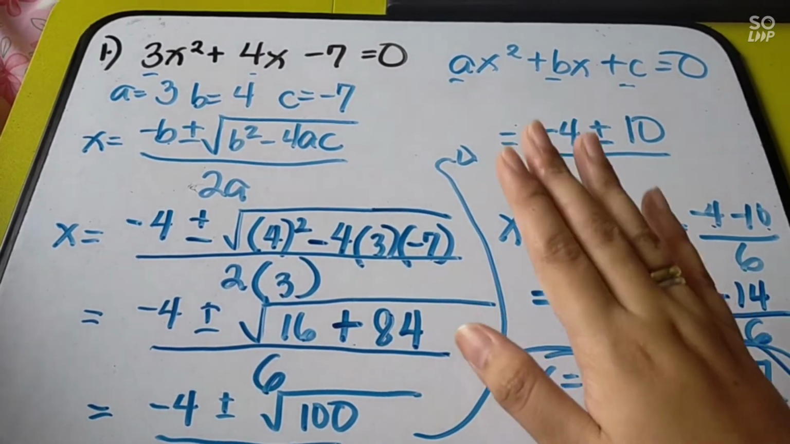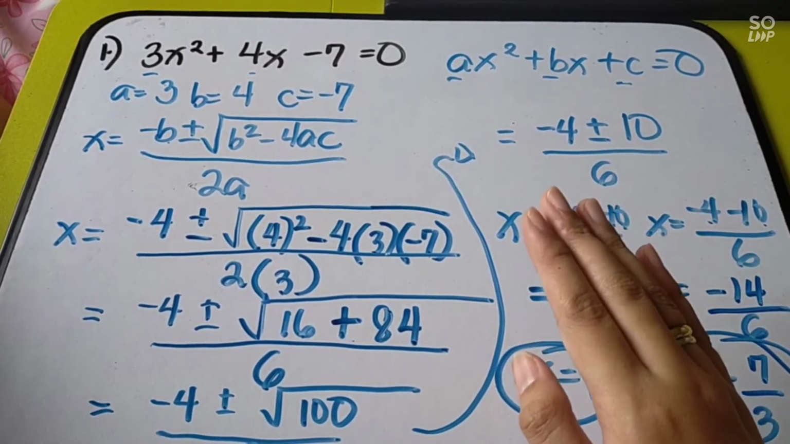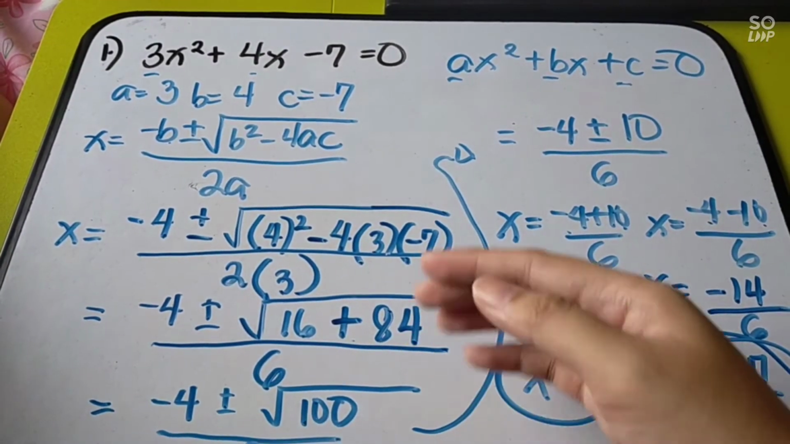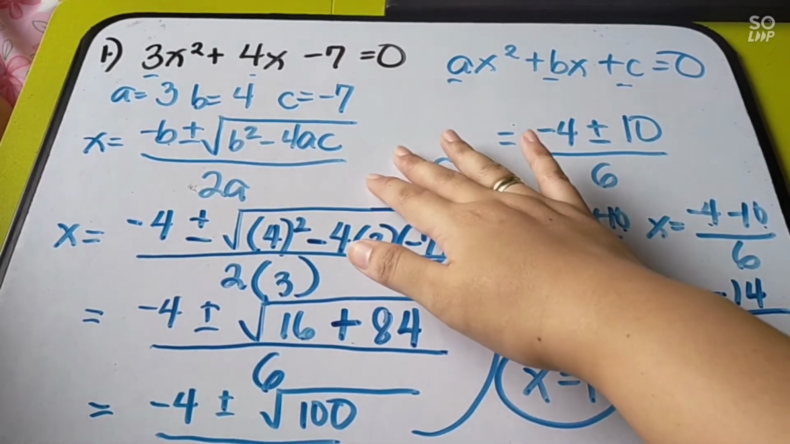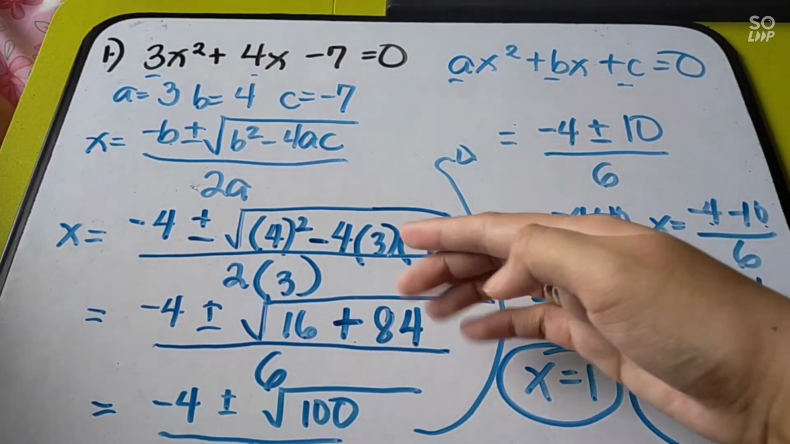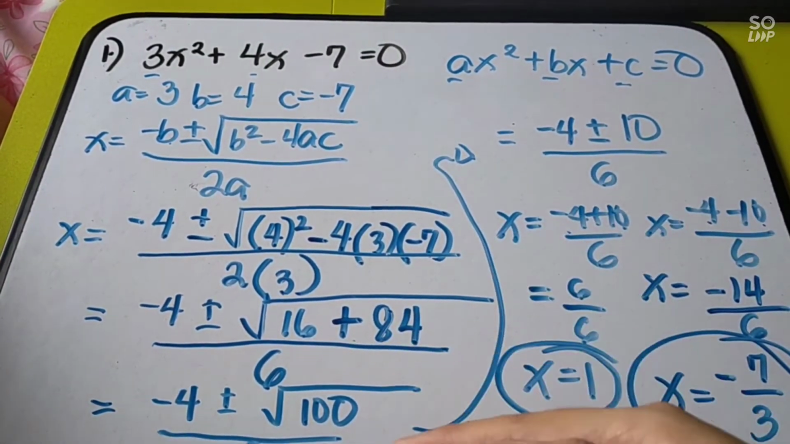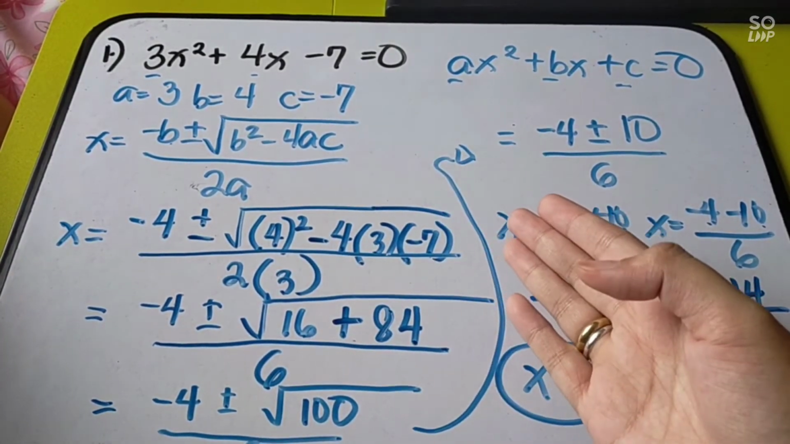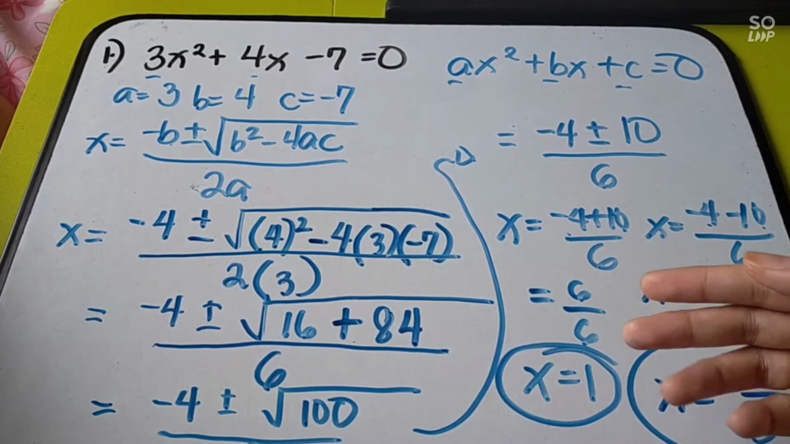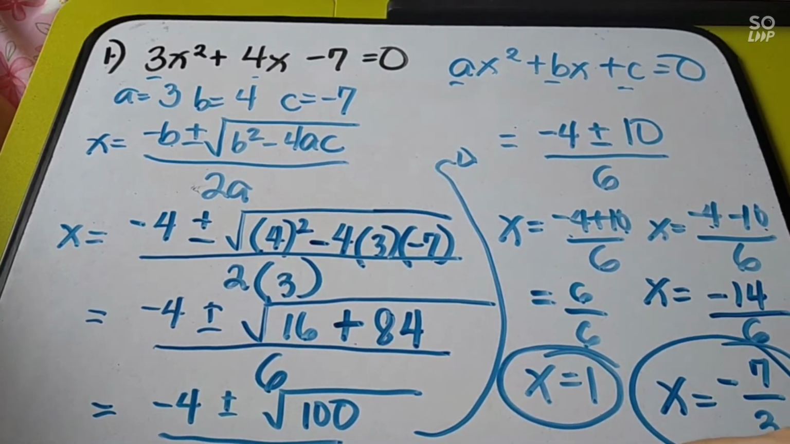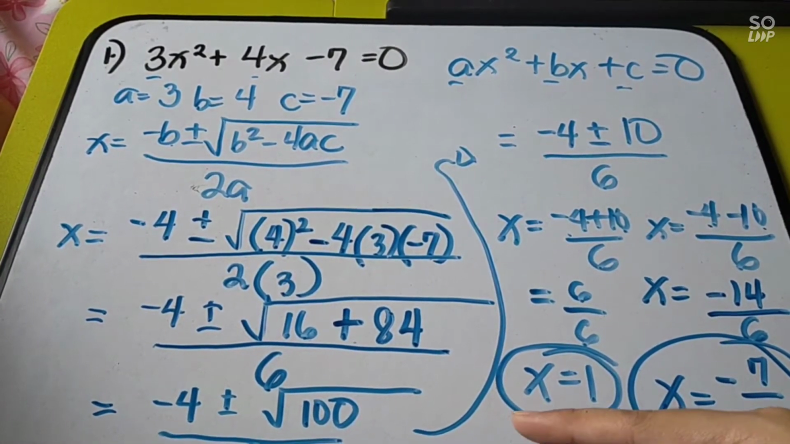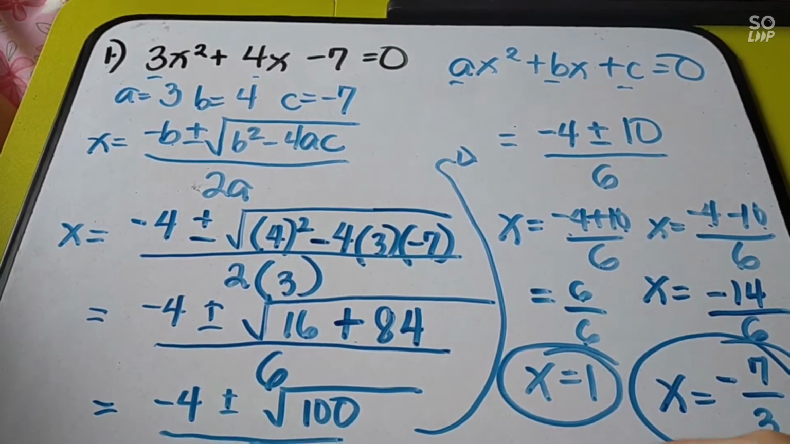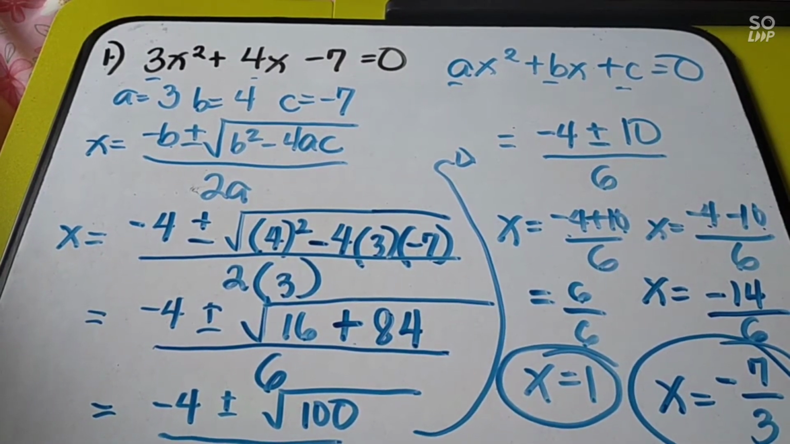So kapag nahirapan ka sa factoring at sa completing the square, punta ka sa quadratic formula. Basta alam mo si A, B, and C, your formula, and then you know how to simplify those numbers. You know how to square, to multiply integers, and divide numbers. Kayang-kaya mong sagutan ito. Is it clear? So, nasa inyo kung anong way ang gagamitin ninyo. Let us have another example.